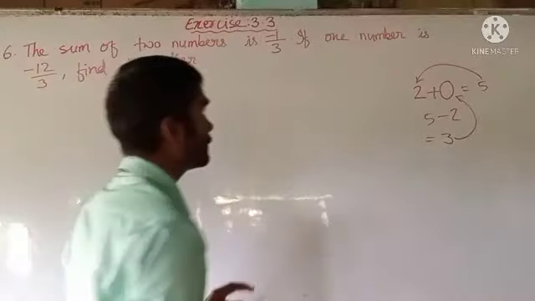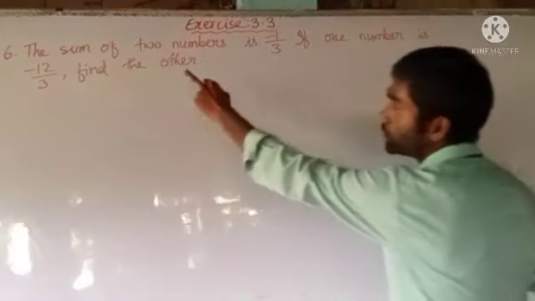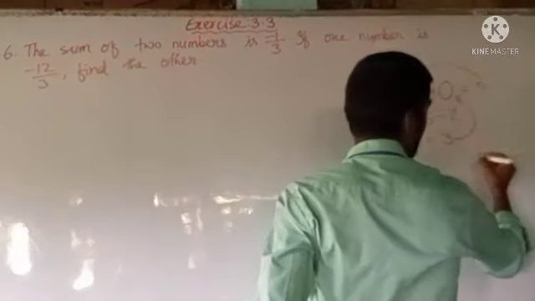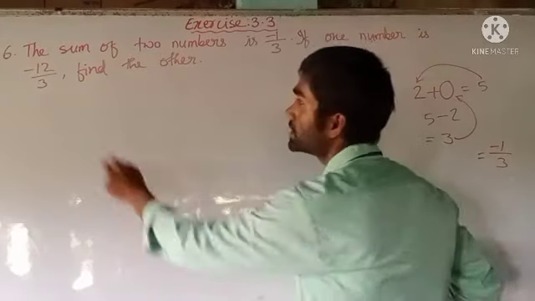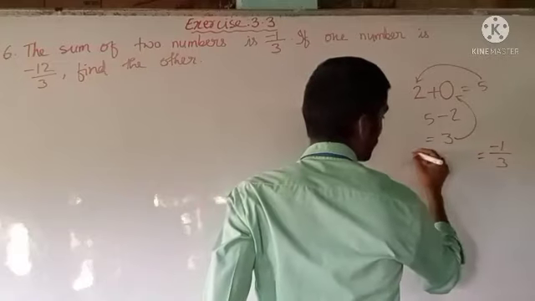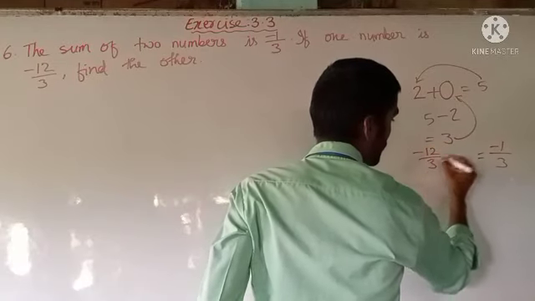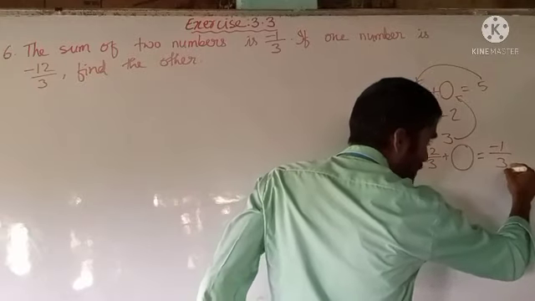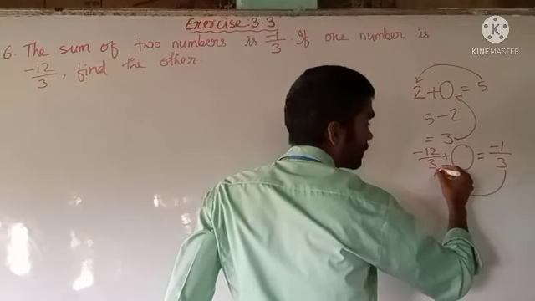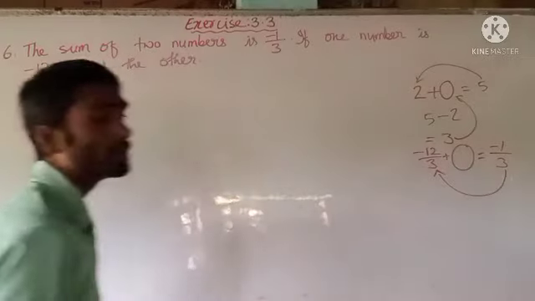In the same way, if I say the sum of two numbers is this one, then if we are adding, we are getting minus 1 by 3. If one number is minus 12 by 3, then how can we obtain the other number? That means we will subtract minus 12 by 3 from minus 1 by 3.